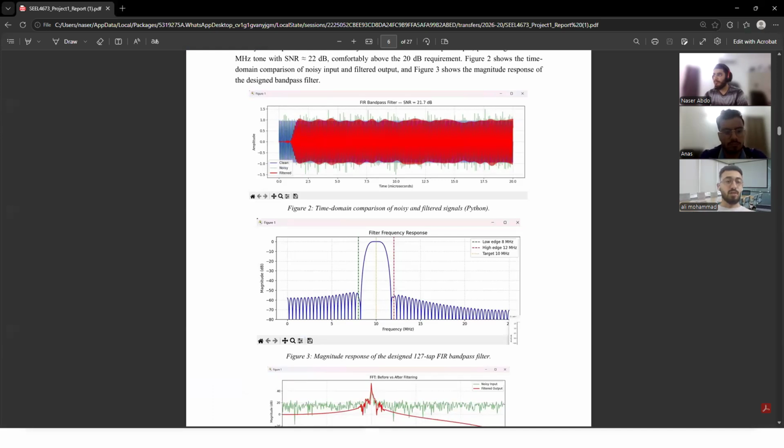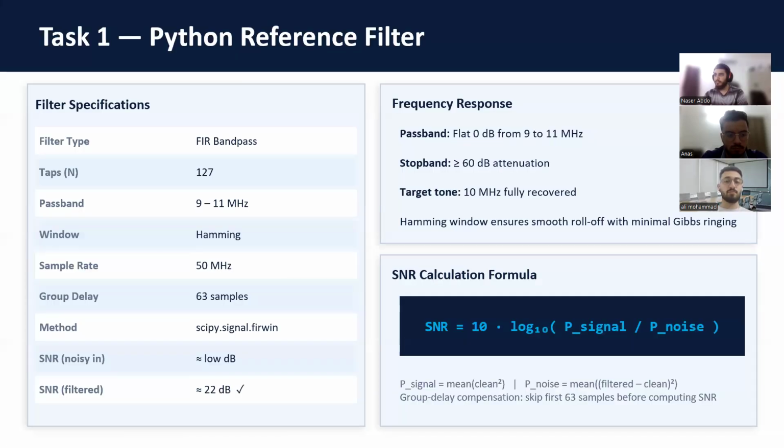So as you can see here at figure 2, it shows the filtered signal cleanly recovering the sine wave, and figure 3 shows the frequency response flat in the passband, with strong attenuation outside it. The SNR came at around 22 dB, which passes the requirement. So back to the slides, please. Slide 6.